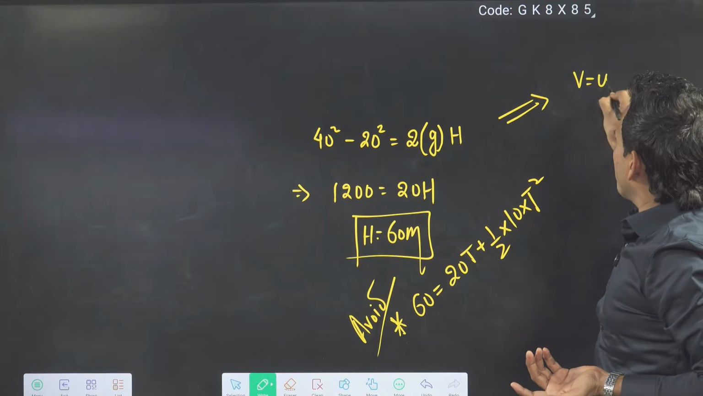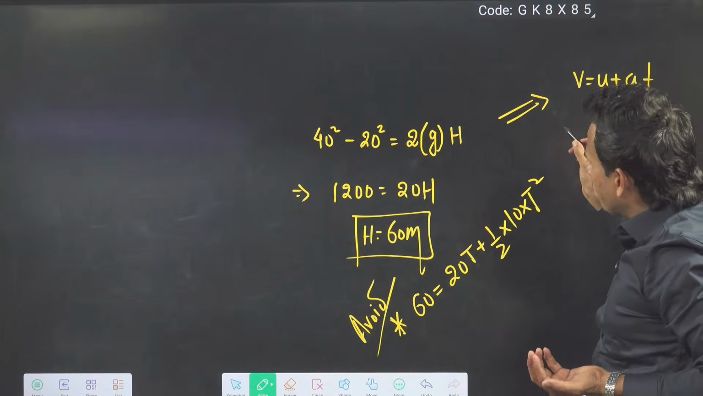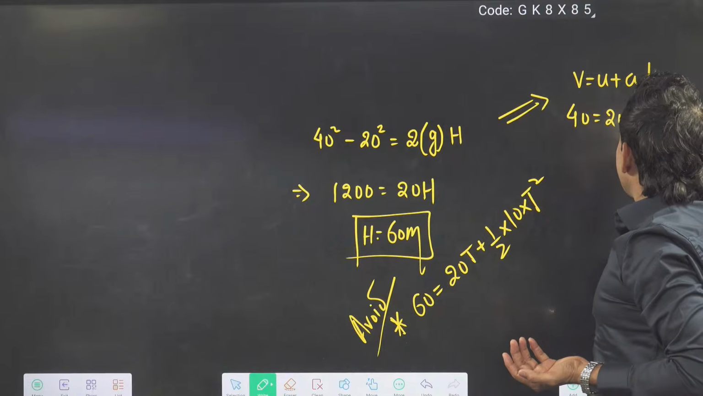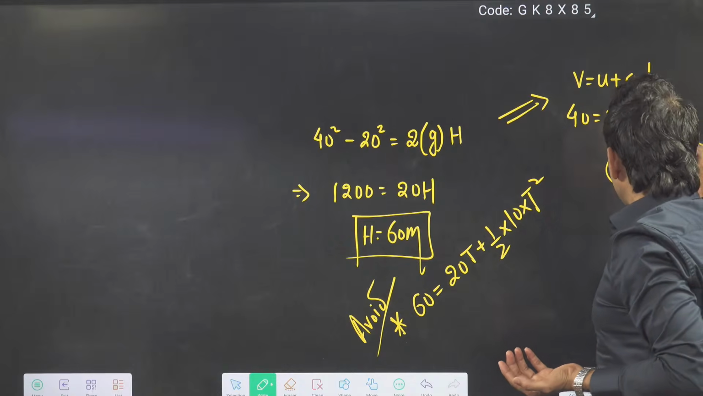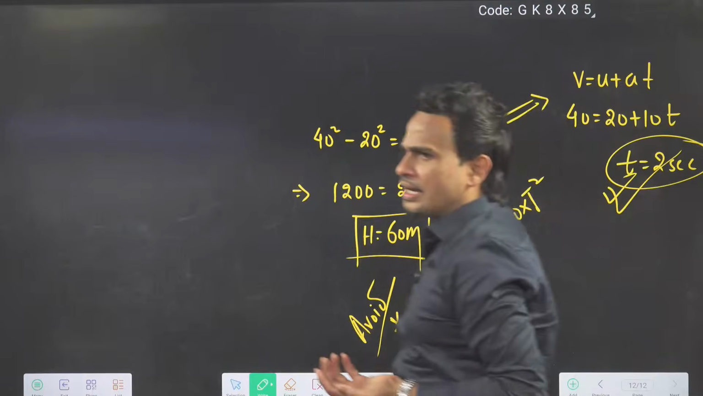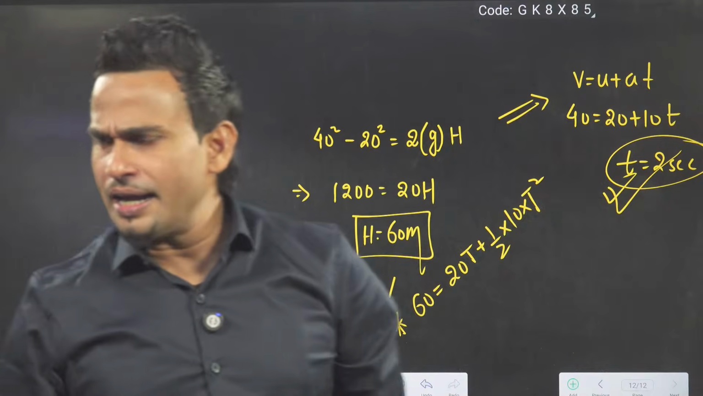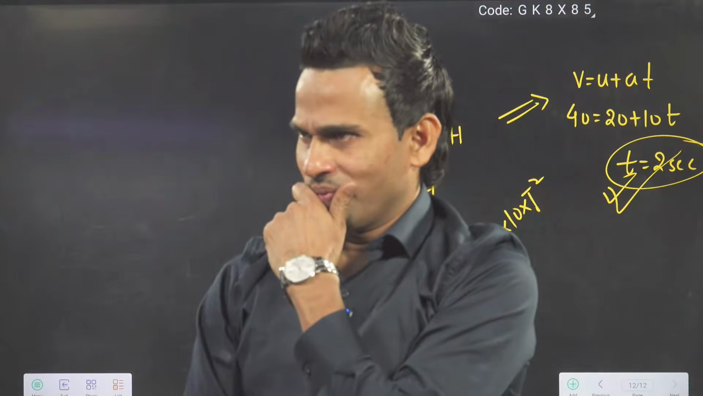V equal to u plus at. So V we have, sir. How much V we have? V is 40, U is 20, A is 10 into time. Time will come 2 seconds. This is faster. Time is always better to calculate by combining those two equations, third equation and first equation. Is it okay, bhai?